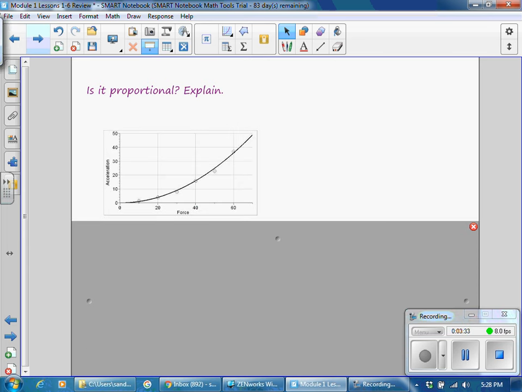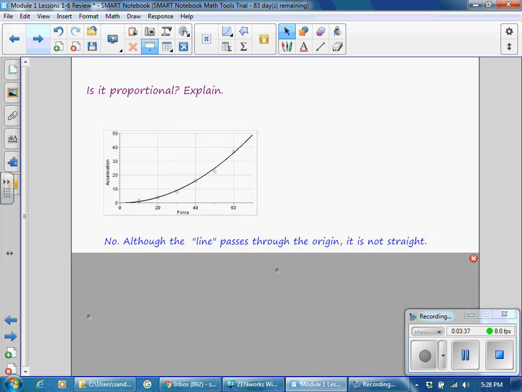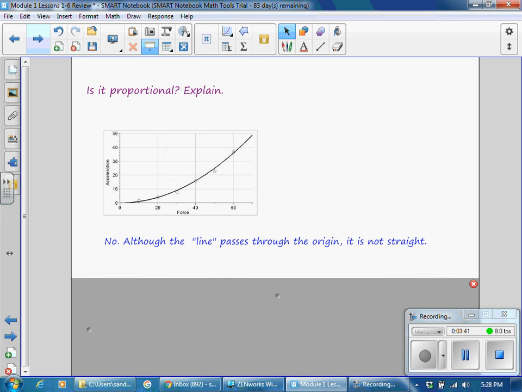Is this graph proportional? Explain. No. Although the line passes through the origin, it is not straight, so this is not a proportional relationship.